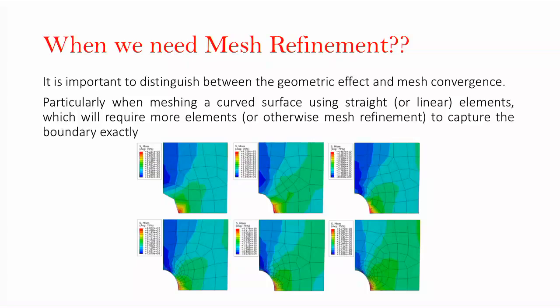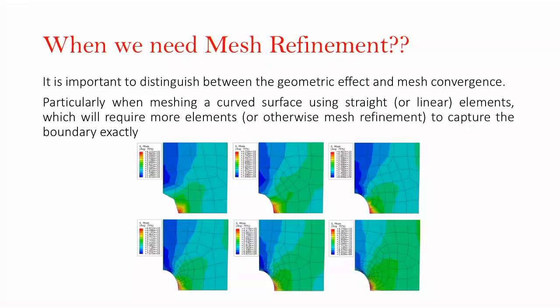Whenever we use the term mesh refinement or mesh convergence, we're basically talking about the high stress concentration areas. So whenever we have a curvy edge or irregular geometry, we need to make sure that we're using small enough elements to capture the boundary there. So for example, look at this plate.